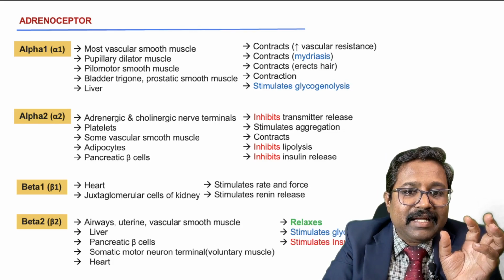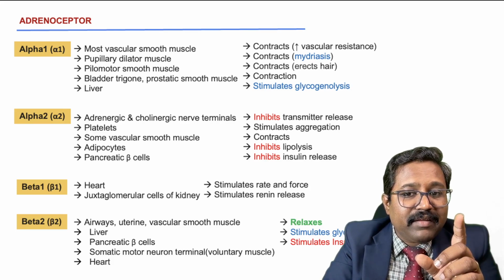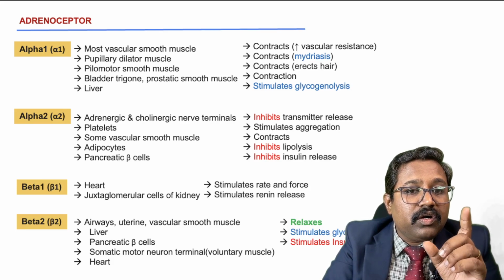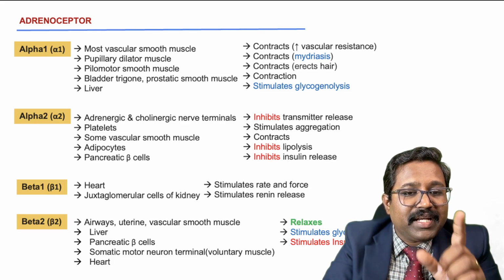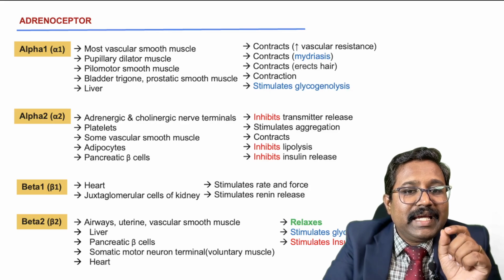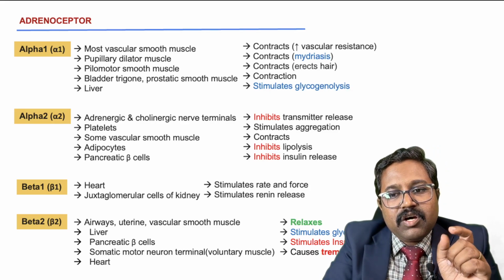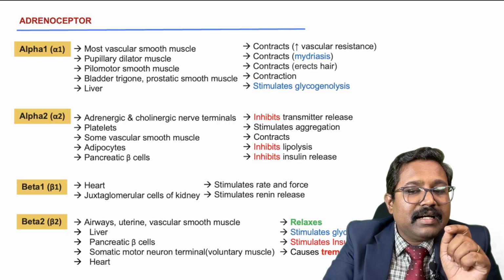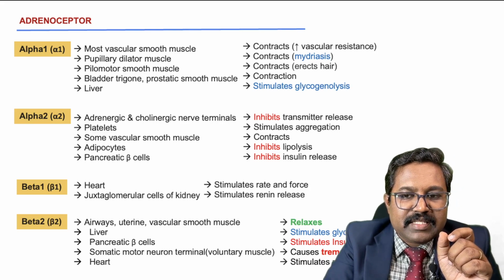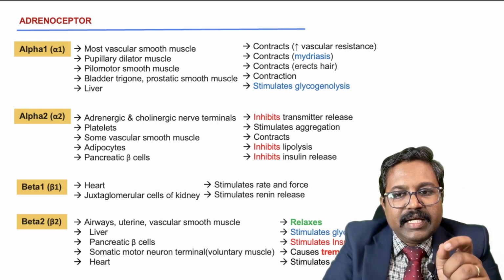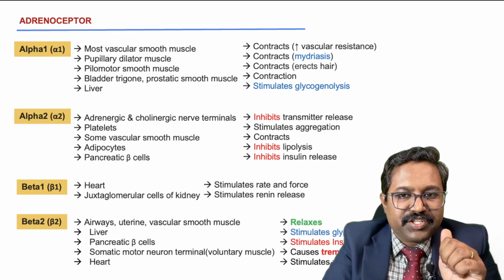glycogenolysis. And in the pancreas, it stimulates the insulin release, whereas alpha 2 activation will lead to inhibition of the insulin release, whereas beta 2 activation in the pancreatic beta cells will lead to an increase in the insulin release. They cause tremor because of the action on the somatic motor neuron terminals. And also on the heart, it is going to stimulate the rate and force of cardiac contraction.